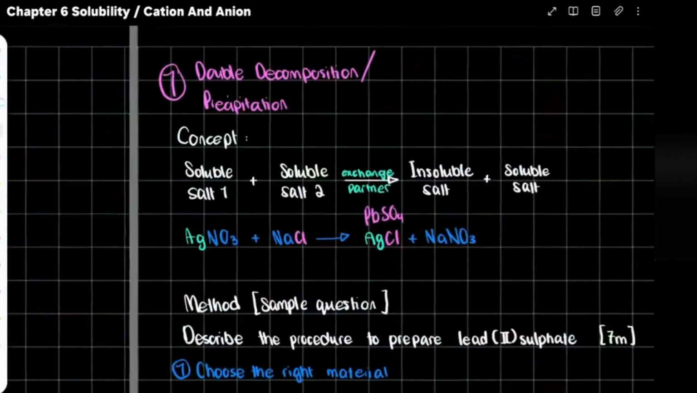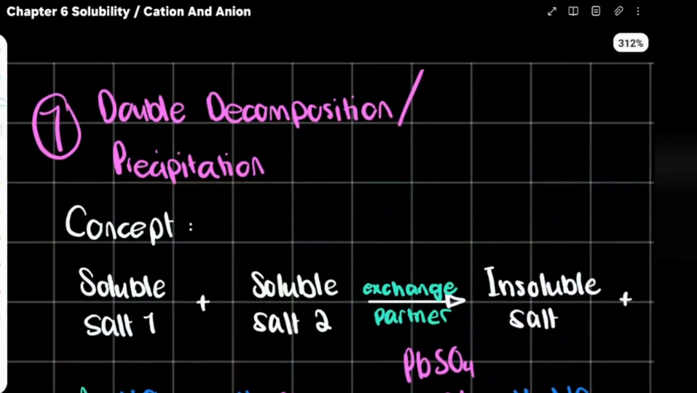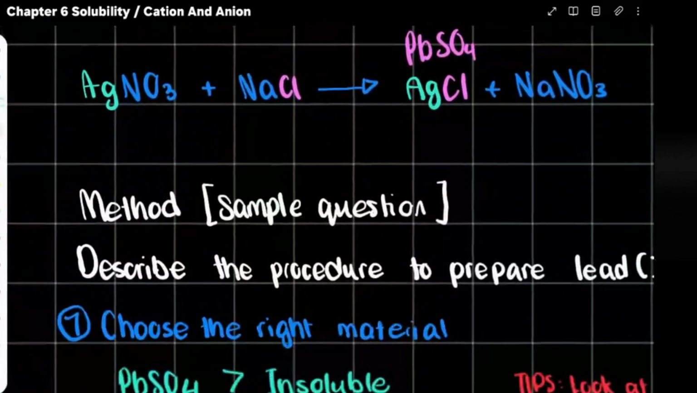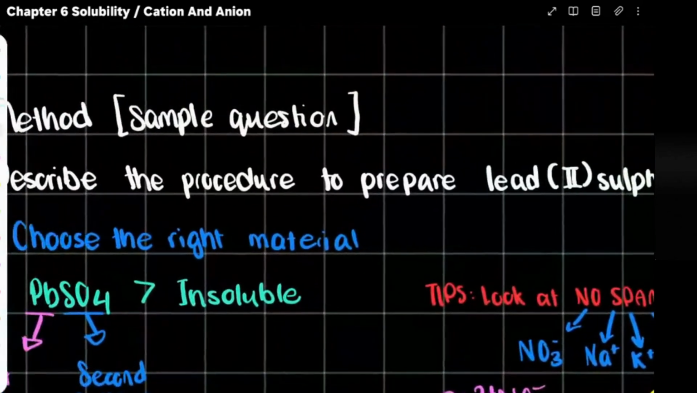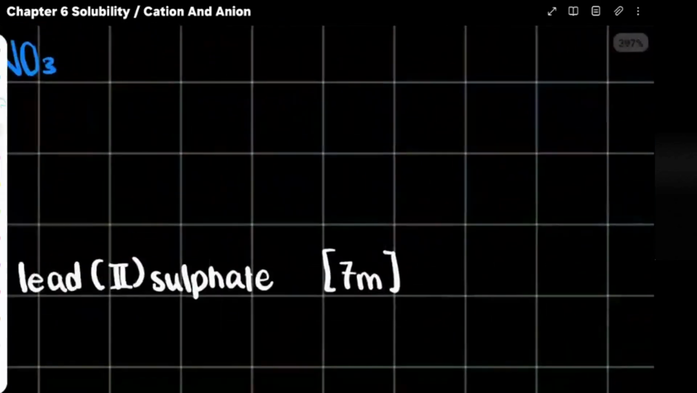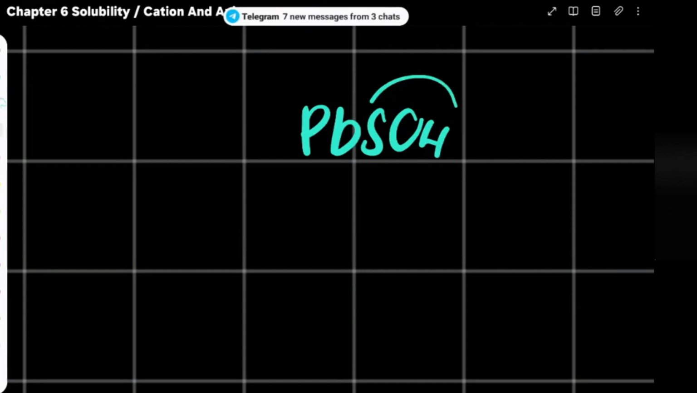The first method we're going to see how to do is the double decomposition or precipitation method. They ask you, describe the procedure to prepare lead(II) sulfate. First of all, PbSO4. Is it soluble or not? Focus on the anion. Always focus on the back. So sulfate. Is there anything related with sulfate?